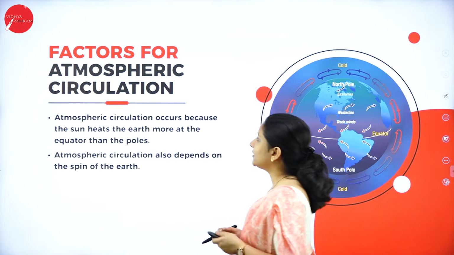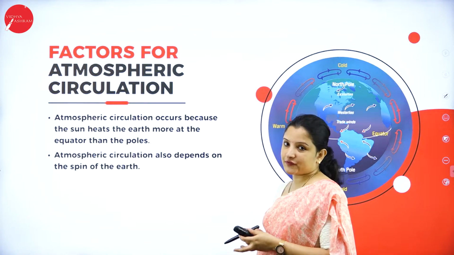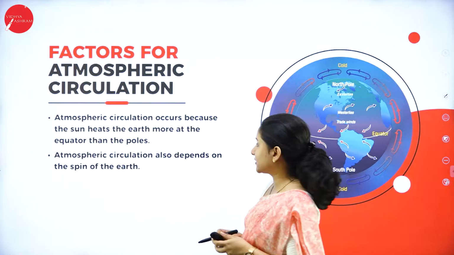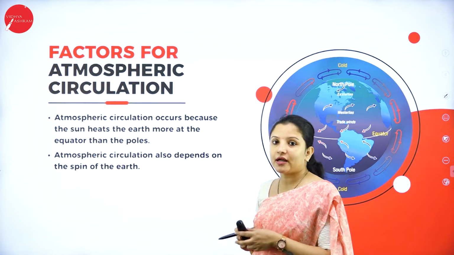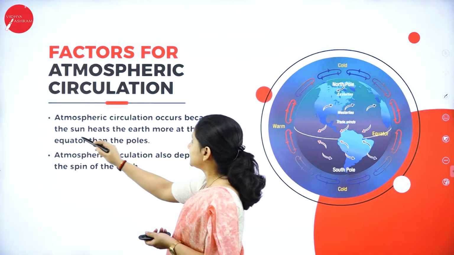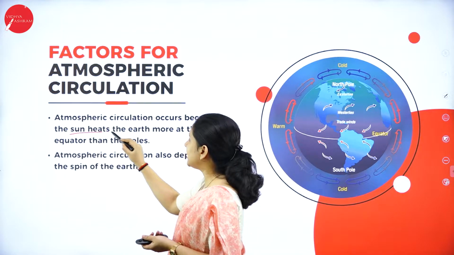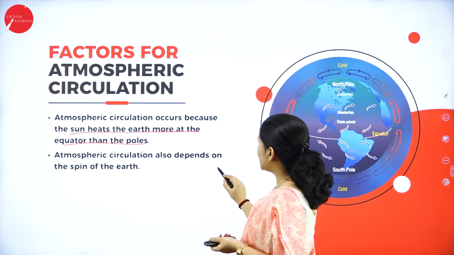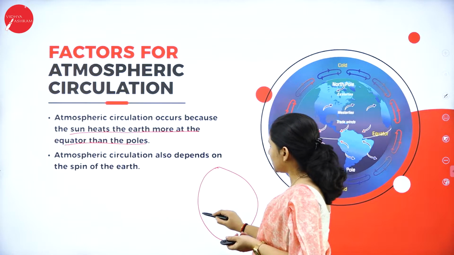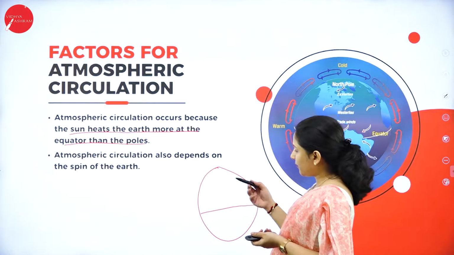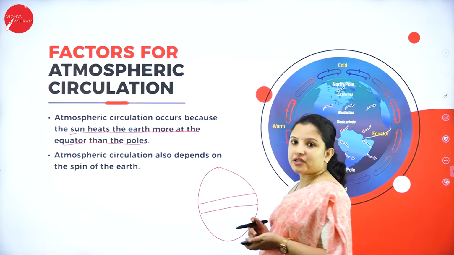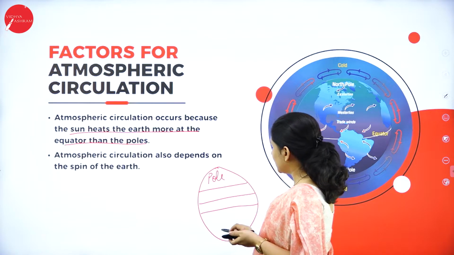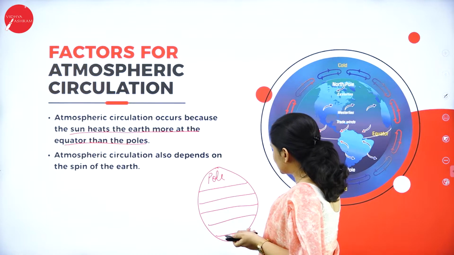So next, moving further, let us learn what are the factors for atmospheric circulation. Atmospheric circulation occurs because of many factors, and one important factor among these is the sun. That is because the sun heats the earth more at the equator than at the poles. We all know that our earth is divided into the equator, above which we have the tropical region, the temperate region, and then we have the North Pole and the South Pole, right? So this is how the earth is divided.